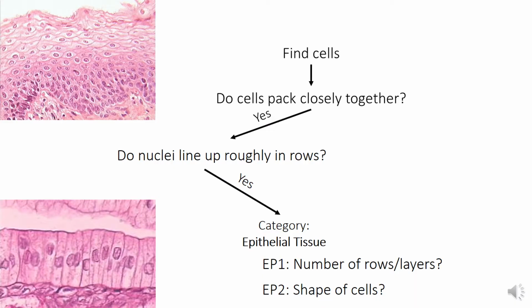In our previous videos, we looked at how to identify the epithelial tissues. We said that to do so, we find cells that are packed closely together. We follow that up by asking, do the nuclei appear to line up roughly in straight rows? And if yes, we're looking at some kind of epithelial tissue.